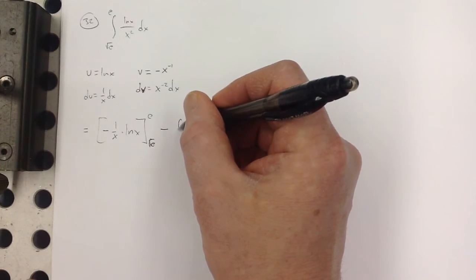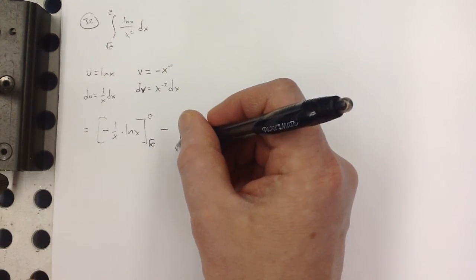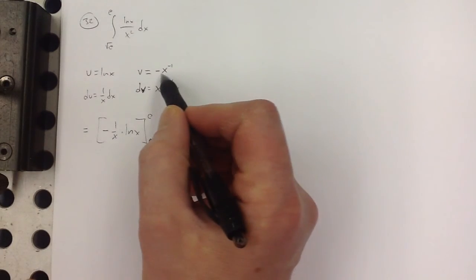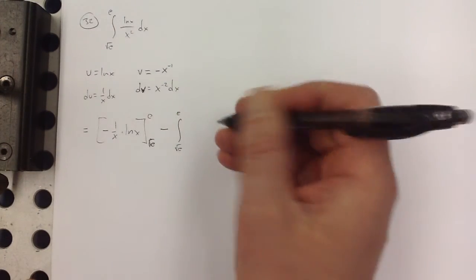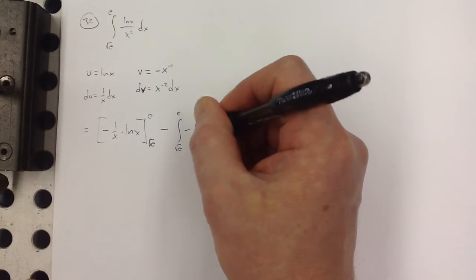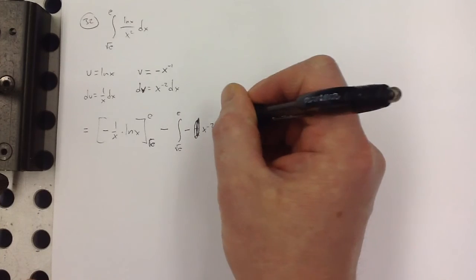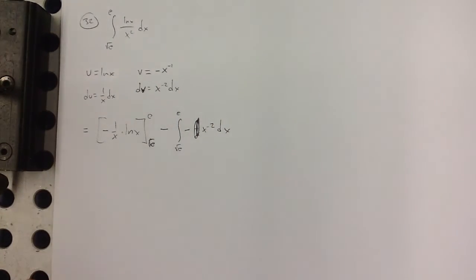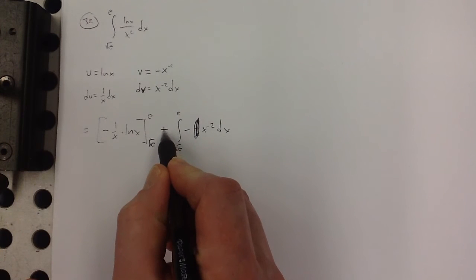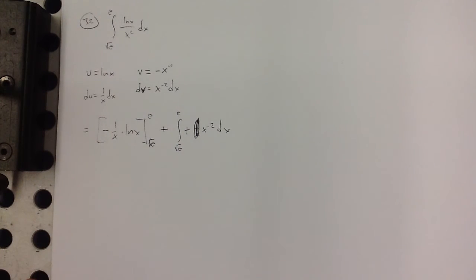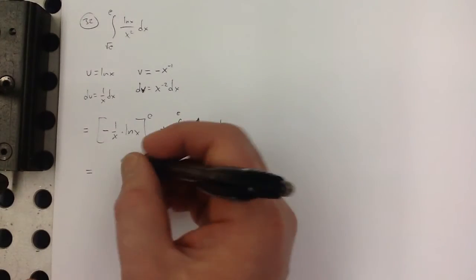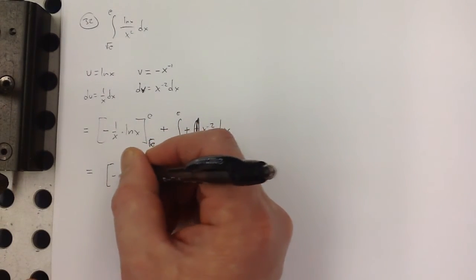Minus the new integral v du. So that's -1 over x and a 1 over x, so that's -1 over x squared, or let's write it. Why would I want to write it like that? That's better like that. And you can see those two negative signs, that's going to cancel out to a positive. I'm going to go ahead and do that now. And I'm not going to evaluate this yet because I'm not quite at that stage yet.